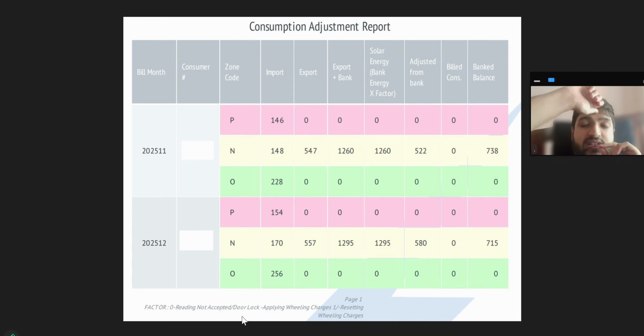So here you can see factor 0, rating not accepted, toll log or apply wheeling charges, etc. Here there is no wheeling charges since we are not giving away energy to any other consumer number or consumer. So that is not here. So this is the consumption adjustment report and you can compare your readings with the last month. So here again more export was observed in December compared to November.